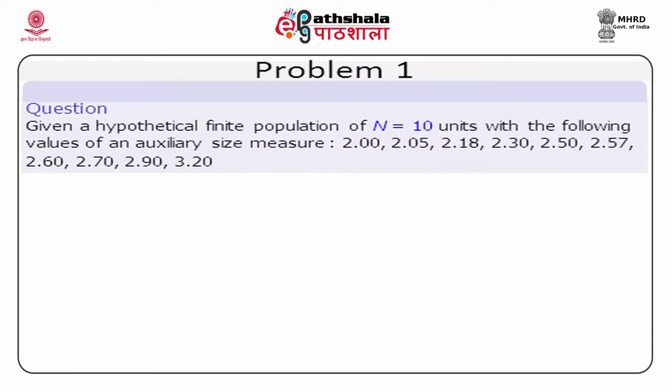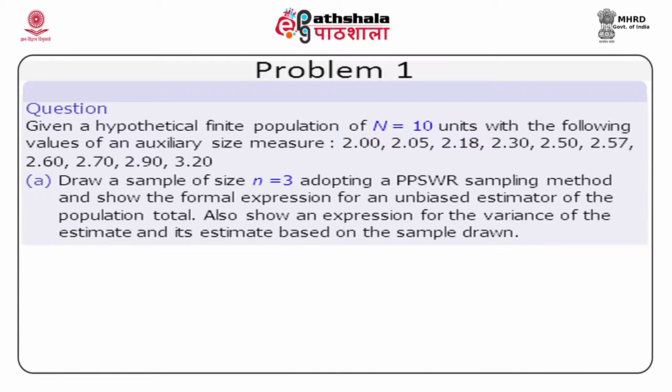Given a hypothetical finite population of 10 units with the following values of an auxiliary size measure, 2.00 etc., you have all the 10 values. Draw a sample of size 3 adopting PPS with replacement sampling method and show the formal expression for an unbiased estimator of the population total. Also show an expression for the variance of the estimate and its estimate based on the sample drawn. This is mostly your training on whatever things have been taken up before in the text.